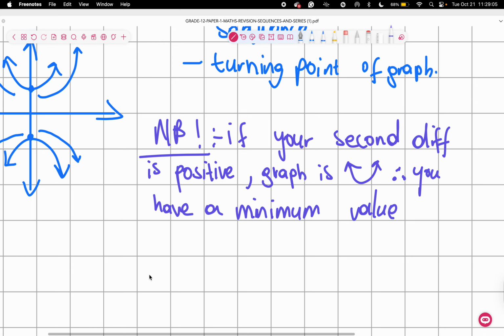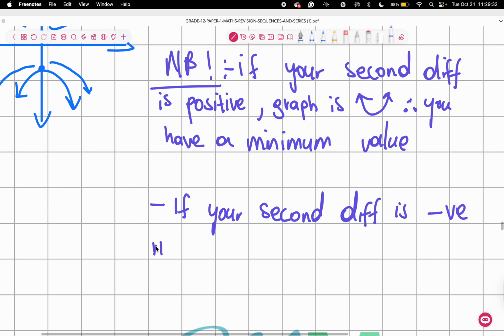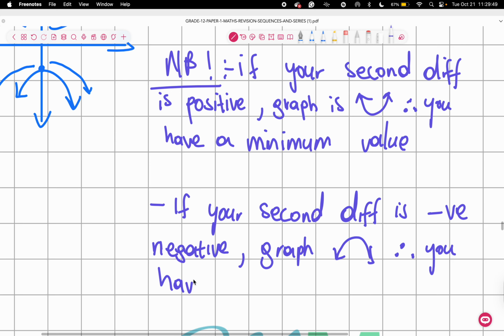But if your second difference is negative, okay, look at me writing shorthand format, sorry, negative, your graph is sad face, concave down. So therefore you have a maximum value.